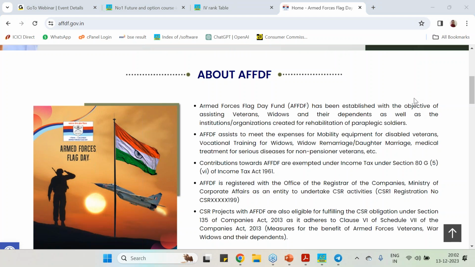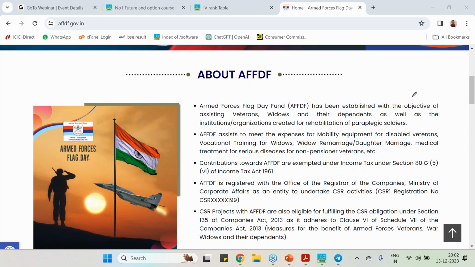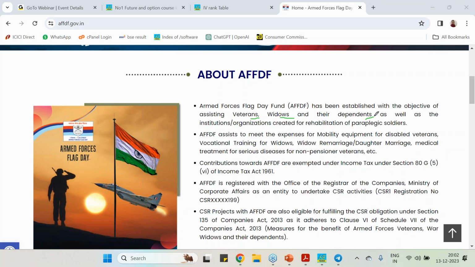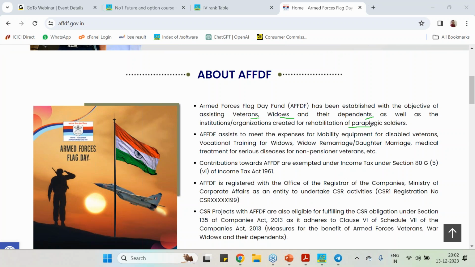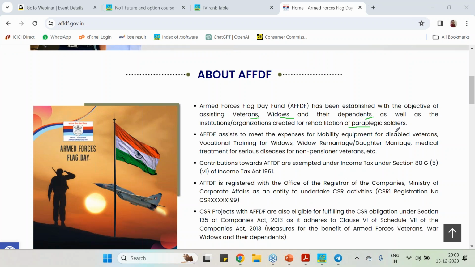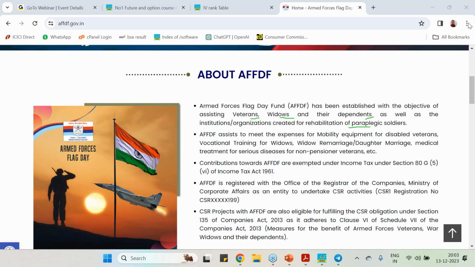So this is a fund of the government of India. Maybe some think negatively, that some politicians will swindle this. अरे 10% तो काम पे आएगा. So its objective is to assist the veterans, widows, and their dependents, rehabilitation, and those who have lost their limbs, arms, they will also get some benefit from it. See the objective of this fund. That has convinced me and moved me.